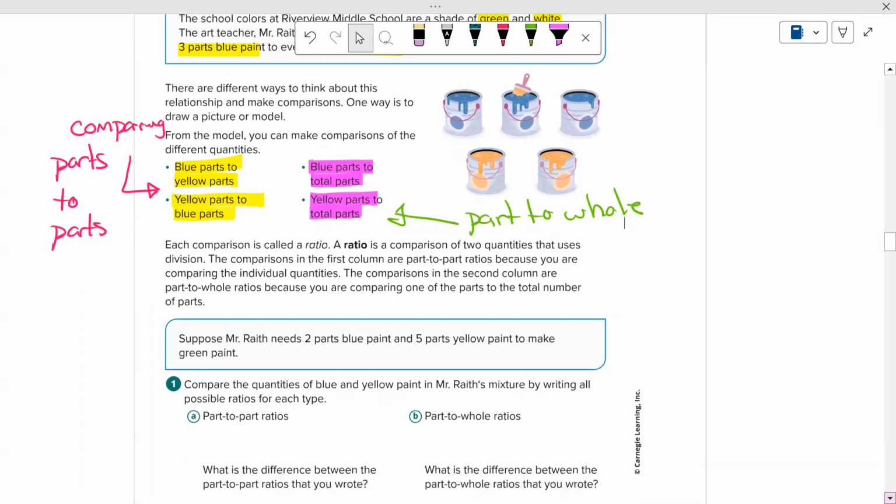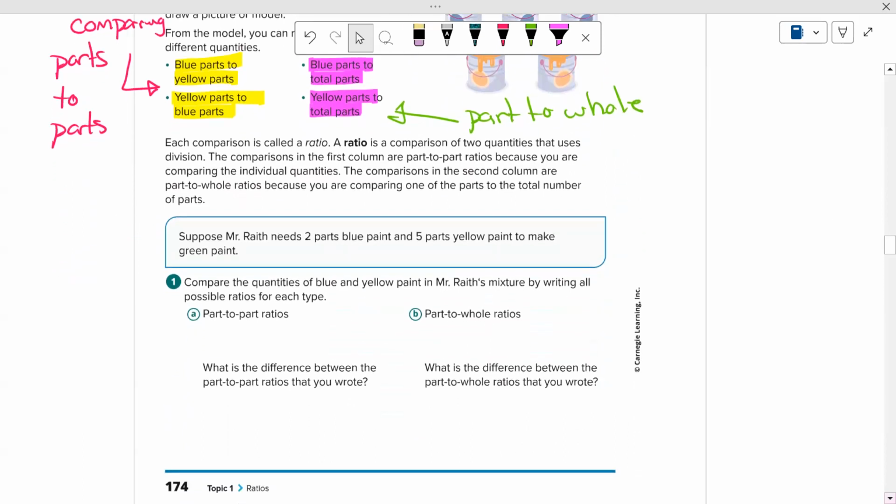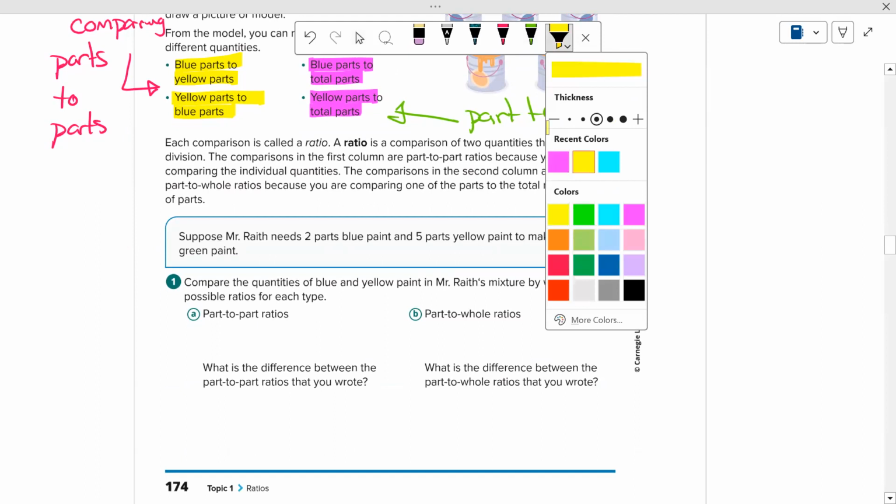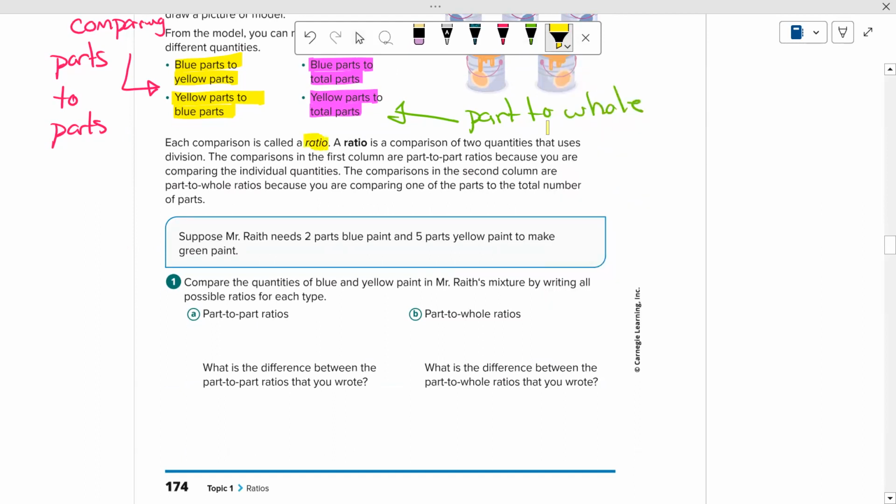All right. Each comparison is called a ratio. So now we officially dived into ratios. So I wonder how multiplicative relationships and additive relationships deal with ratios. Interesting. Hopefully we get to see that, or you're able to make that comparison before I show you. A ratio is a comparison of 2 quantities that use division. Big keyword there, division. I not only highlighted, but I also boxed it. So ratios are using division. That sounds like a multiplicative type relationship to me.